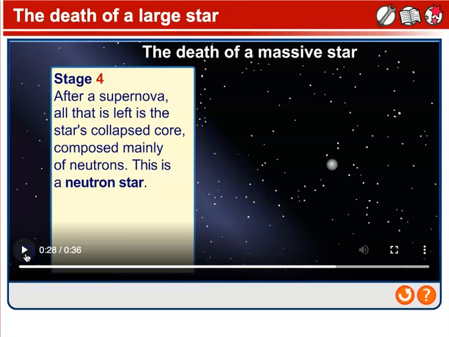And in stage 4, after a supernova, all that is left is the star's collapsed core, composed mainly of neutrons. This is a neutron star.